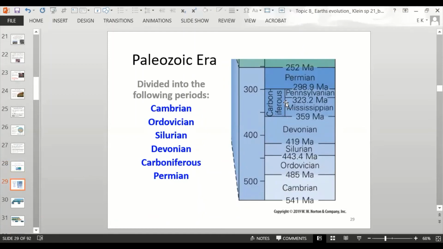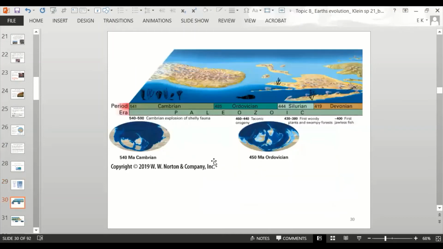Now don't worry, you don't have to memorize all these words. I'm not going to have you memorize all these things. So the Paleozoic era was broken down into the Cambrian, Ordovician, Silurian, Devonian, Carboniferous, and Permian. And the Carboniferous is broken down into the Pennsylvanian and Mississippian. And here's another one of those timeline diagrams.